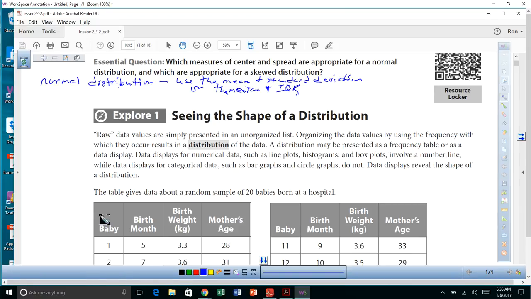For a skewed distribution, you're going to want to use the median and the IQR.